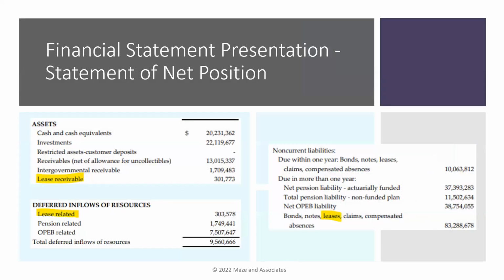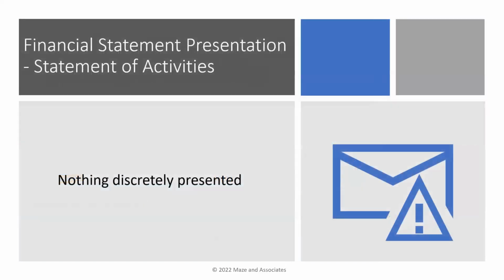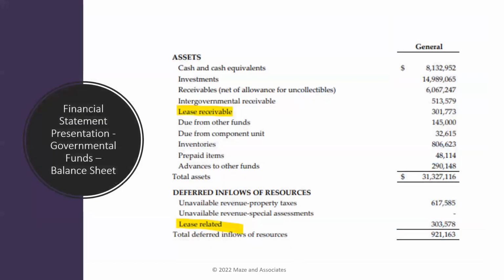But on the flip side, the asset offsetting the lease payable is going to be in your capital assets. That's going to be that intangible asset. It's going to be hiding in the capital assets. For most of you, it's not going to be discretely presented. On the statement of activities, nothing is discretely presented. That's your income statement, or the statement of activities at the entity-wide statement.